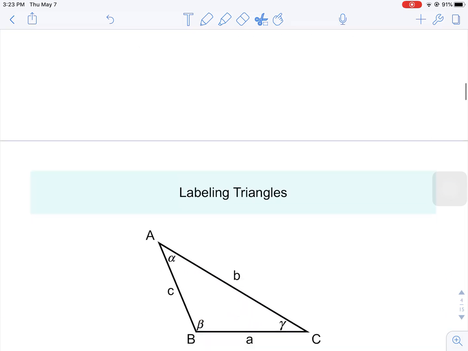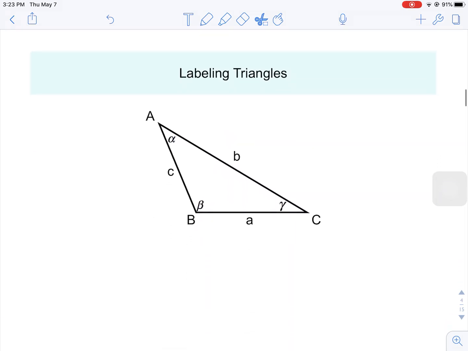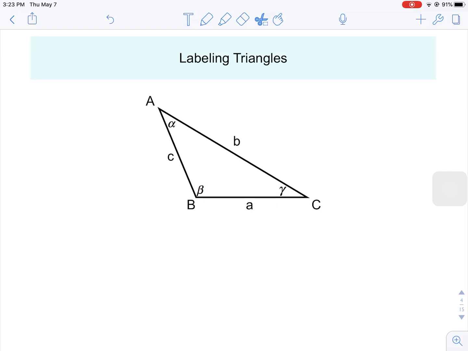So the first thing we need to know is how to label a triangle, because a lot of times you're given measurements without the triangle drawn. And I have a triangle here named ABC. I want you to notice opposite my vertex A is lowercase a. That stands for my side length. Opposite vertex C is lowercase c. Opposite vertex B is lowercase b. These are my side lengths.